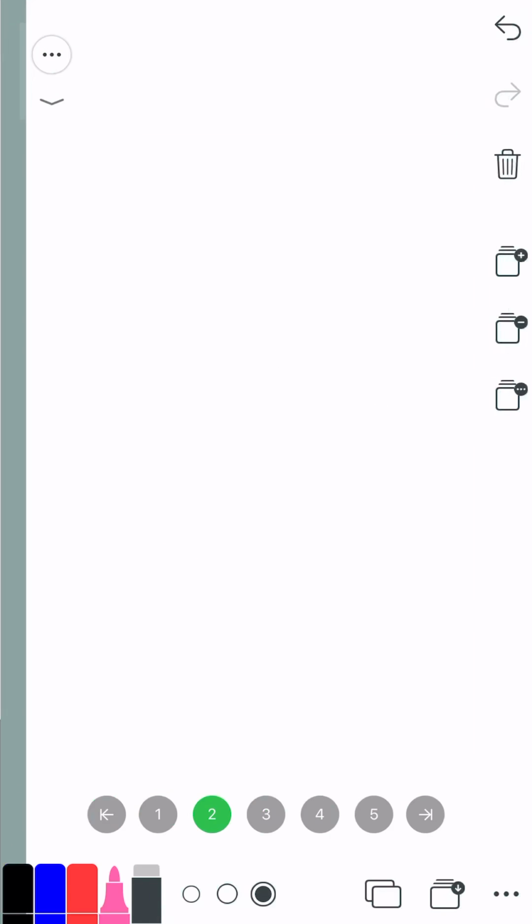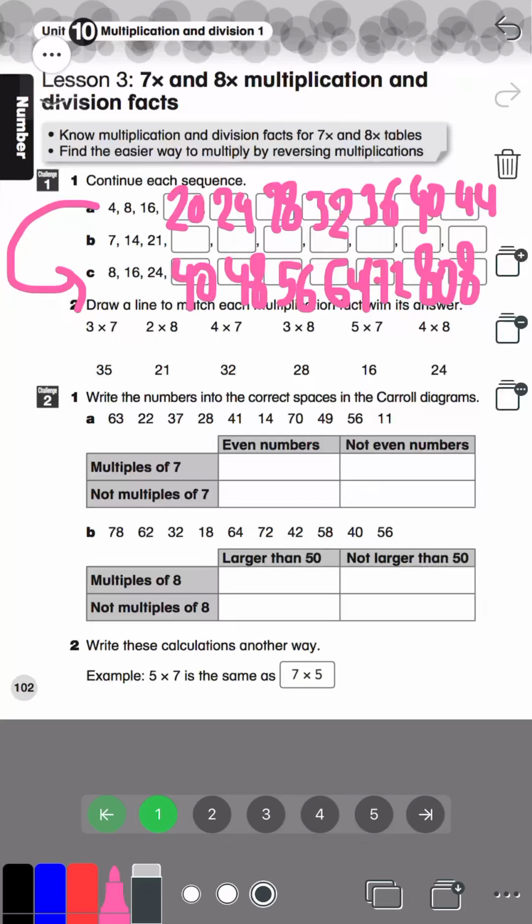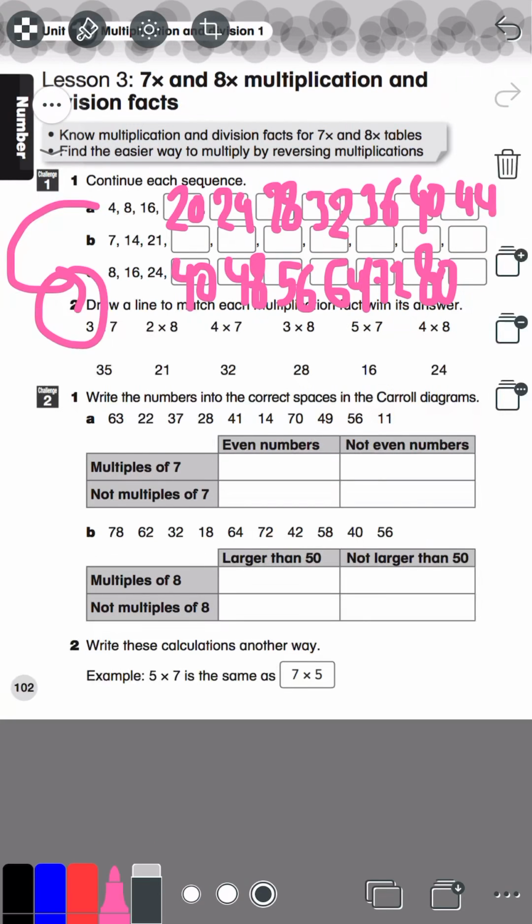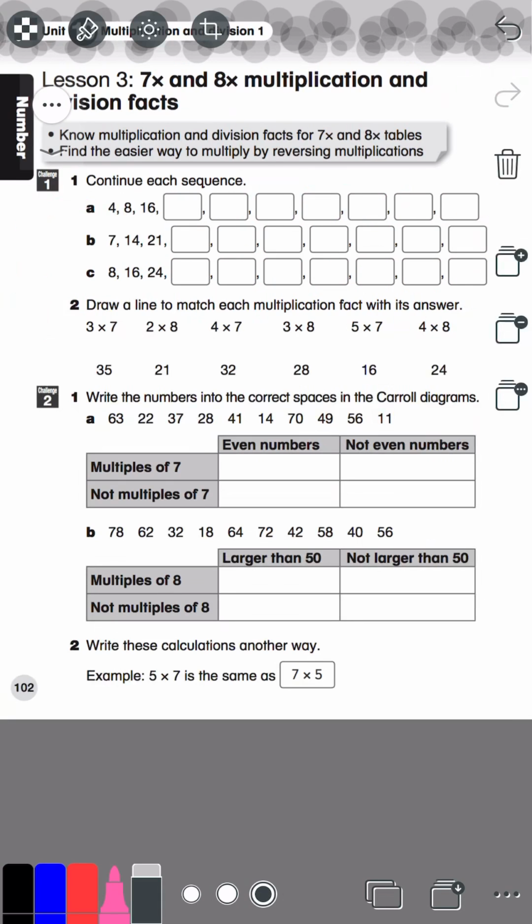So here, in question 2, draw a line to match each multiplication fact with its answer. So 3 times 7, you know it from the multiplication table of 3, equals 21. 2 times 8 equals 16, and so on.